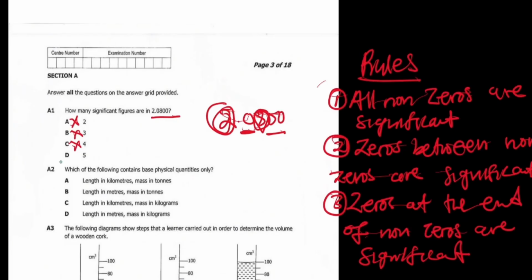So the best answer for this particular question is actually answer choice D, because it is trying to show that you have 5 significant figures, 2, 0, 8, 0, 0, based on these rules. So make sure you understand these rules because they are going to help you deal with problems on significant figures. Almost all the problems on significant figures can actually be tackled when you understand these rules. So make sure you keep these points in your mind.